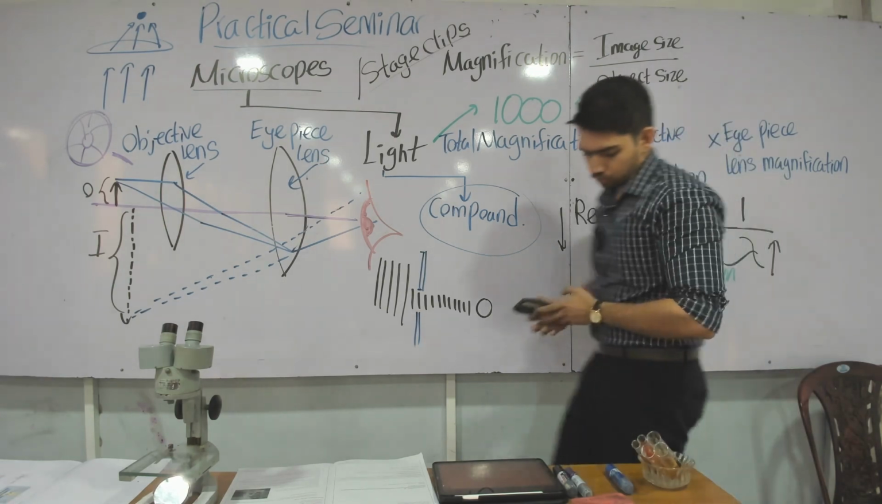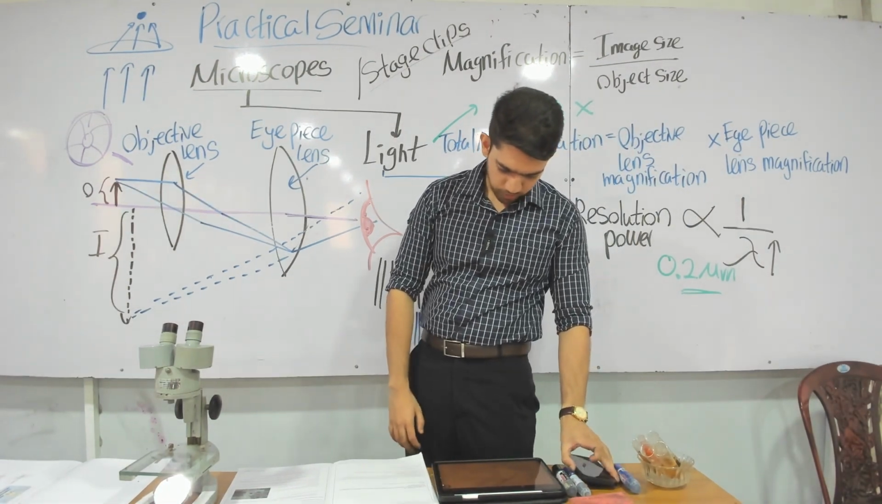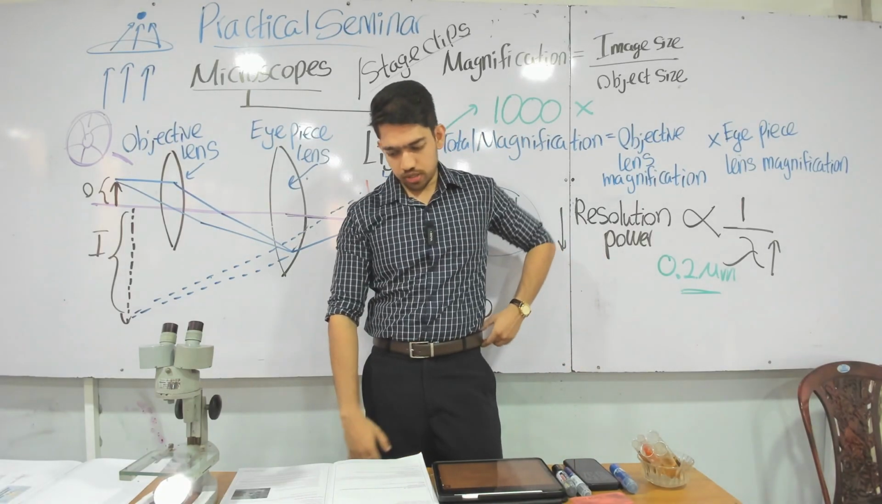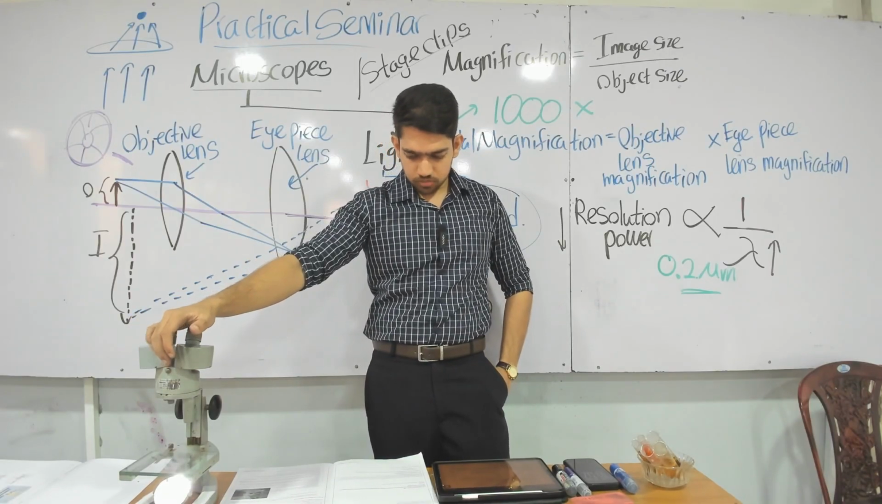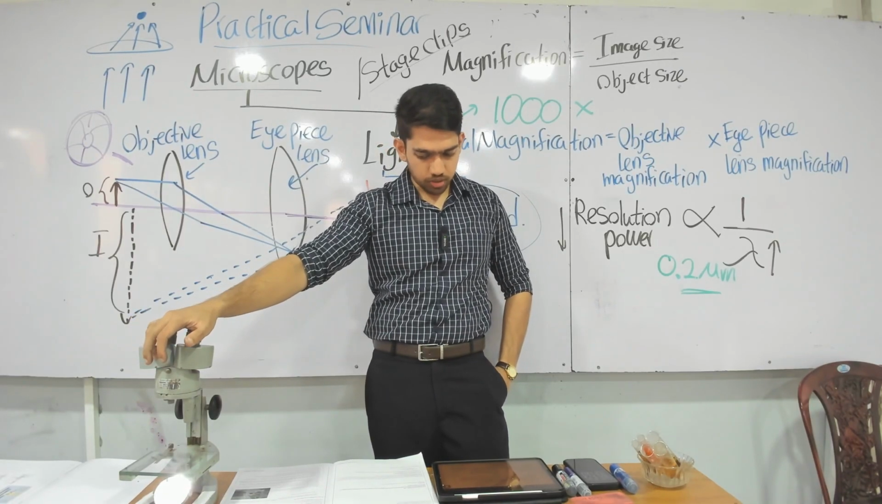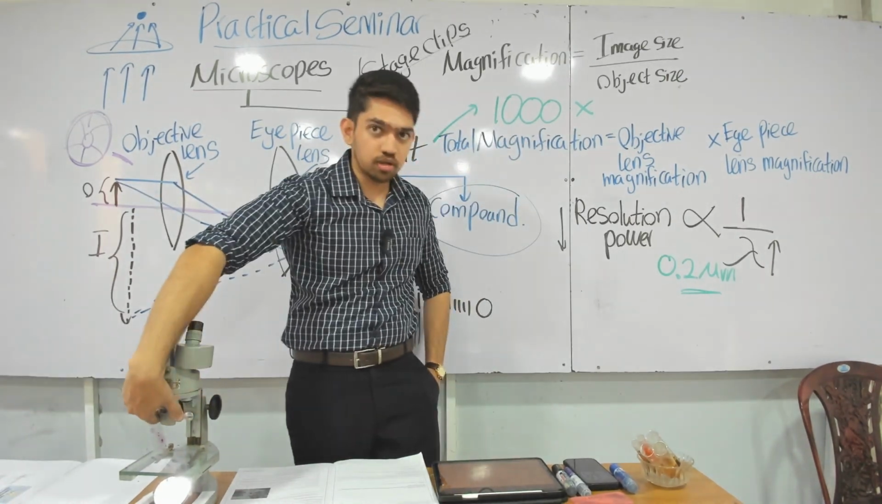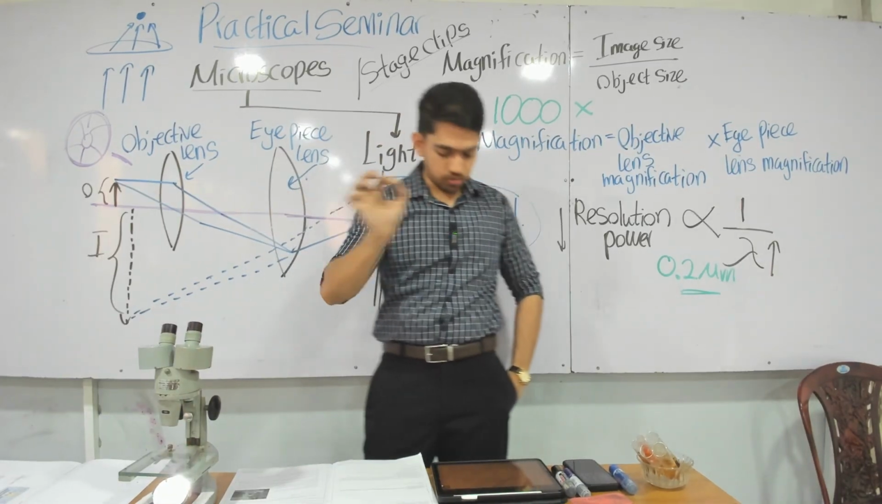Next, objectives. There can be 4x, 10x, 40x, 100x, and oil. Oil I removed. So 4x, 10x, and 100x. So 4x, yeah, this is a 3x one. Okay, so objective lens. What is the purpose? Write down.